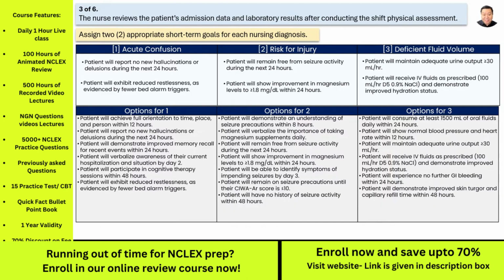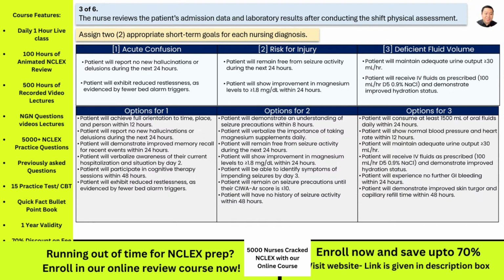And so the rest of the options are incorrect here, such as patient will consume at least 1,500 mL of oral fluids daily within 24 hours. This one is unrealistic because the patient may be too disoriented or nauseous to consume the oral fluids in sufficient quantity during the alcohol withdrawal phase. And what we should be doing here is to administer the IV fluids, which is more appropriate to maintain this patient's hydration at this time.